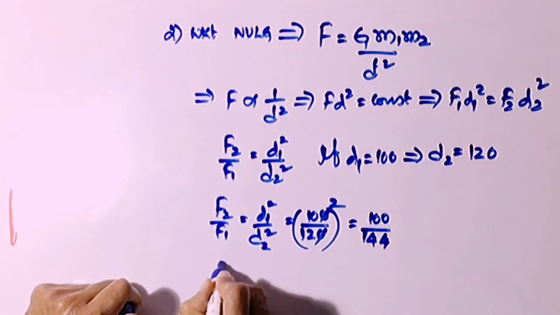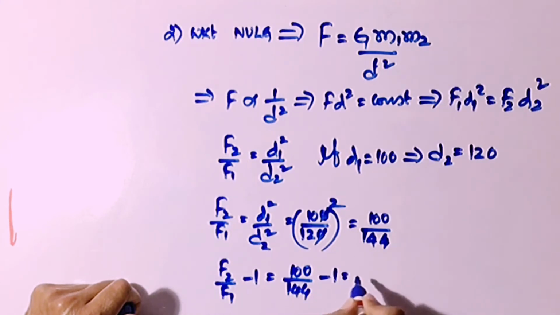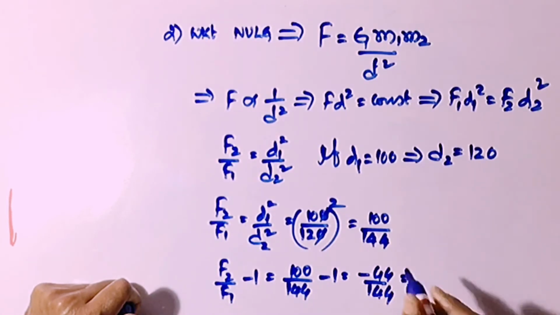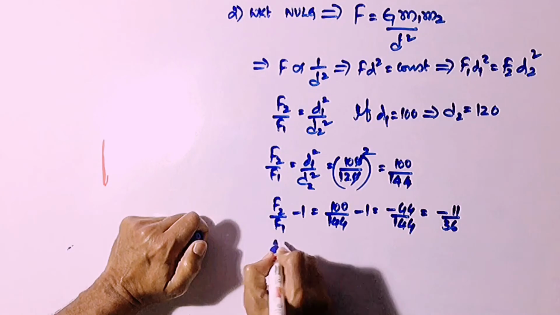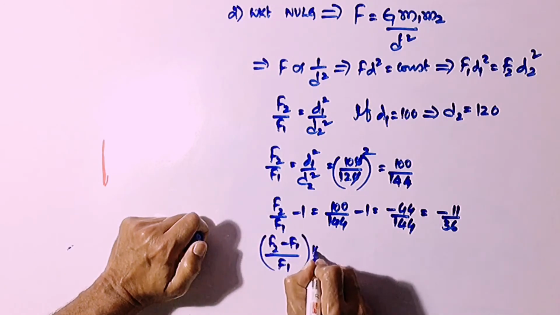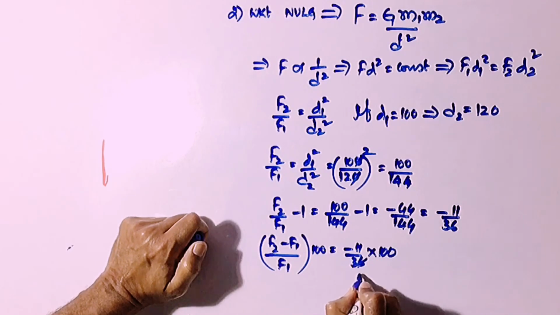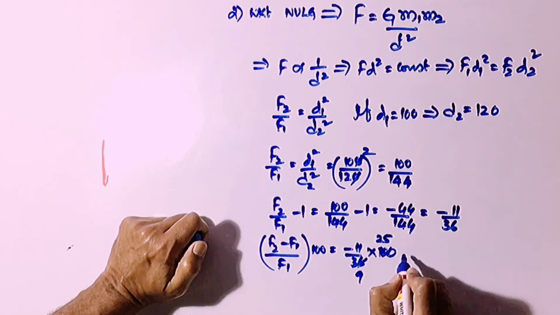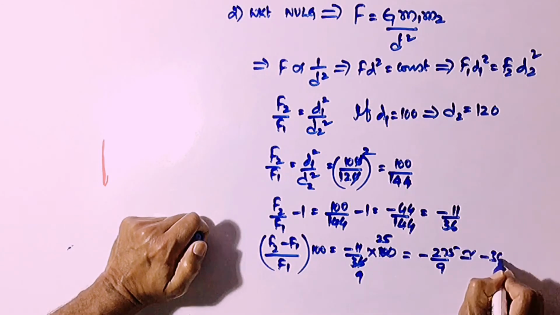Let us subtract 1 on both sides. We have F2 by F1 minus 1 is equal to 100 by 144 minus 1, which is equal to minus 44 by 144. Let us cancel 4 in numerator and denominator. We are left with minus 11 by 36. We'll multiply both sides by 100. We have (F2 minus F1) by F1 into 100 is equal to minus 11 by 36 into 100. We'll cancel 4 9 times, cancel 4 25 times, which gives minus 275 by 9, which is approximately minus 30.5%.